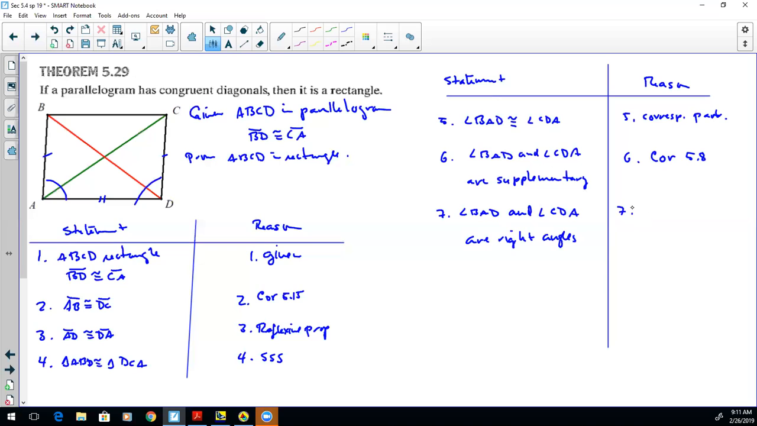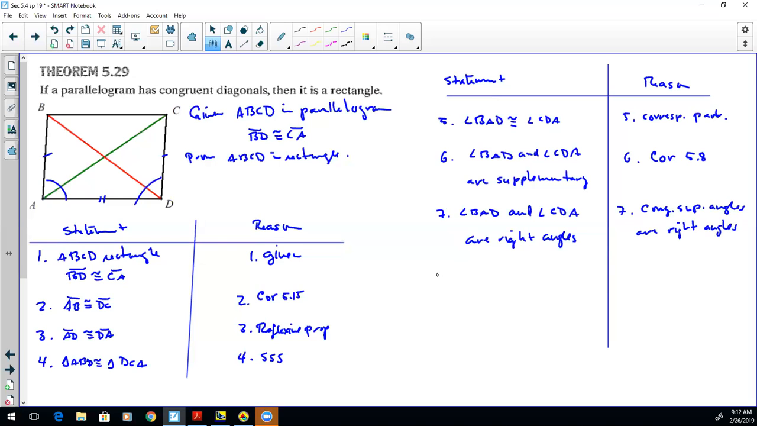Now, I'm going to go with the book here, and they say because the reasons are 5 or 6. Actually, I think there should be several more lines written down here. Let's just say that congruent supplementary angles are right angles.